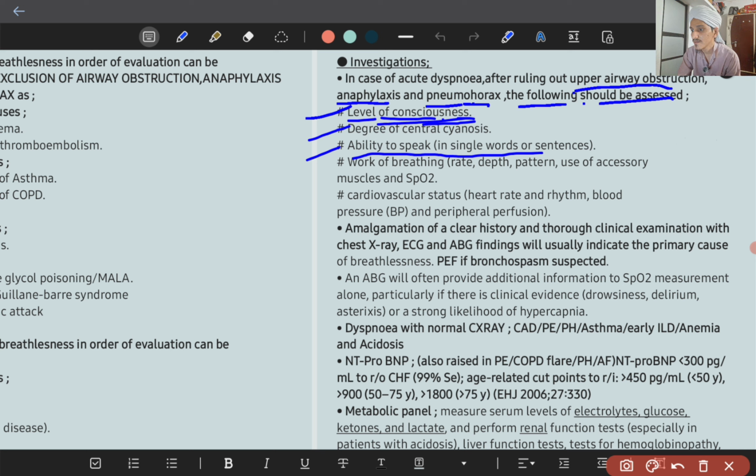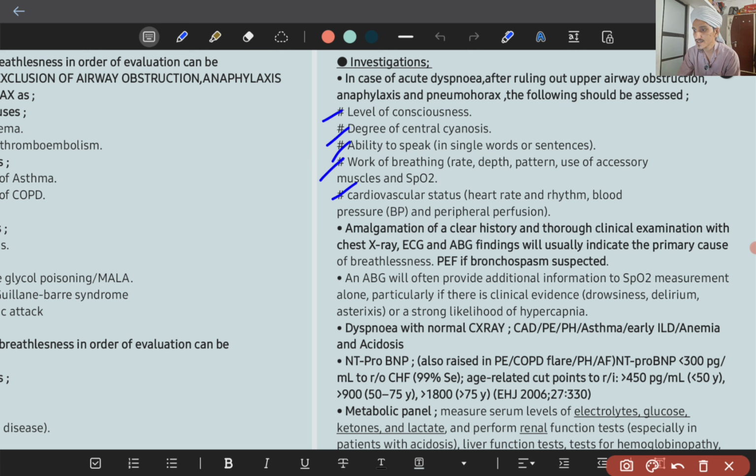Assess the work of breathing, check SpO2, check the rate, depth, pattern, use of accessory muscles, check the cardiovascular status, heart rate and rhythm, BP, and peripheral perfusion. Okay, so these things you should check in a patient of acute breathlessness.